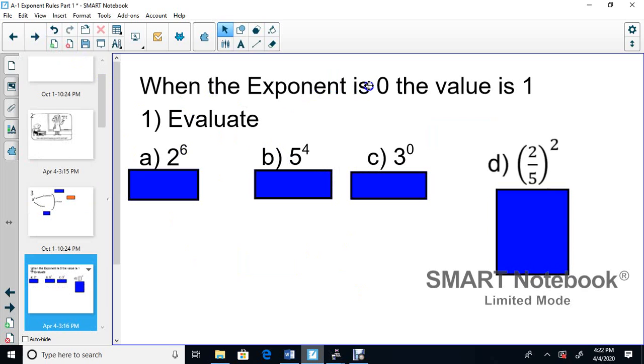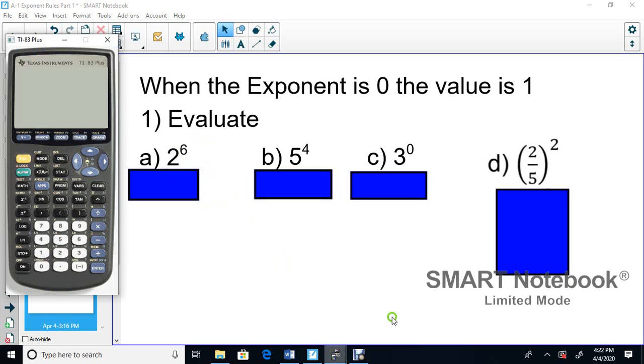Now, when the exponent is 0, the value is 1. So when the exponent part, the top part here, is 0, the value is 1. We're going to evaluate 2 to the power of 6. So we're going to go to our calculator here. We'll turn it on and clear everything. We'll go 2, and I have this button for power. Some calculators have an a to the b key or b to the a. You'll have to find it on your calculator, and it's 2 to the power of 6, and you go enter.